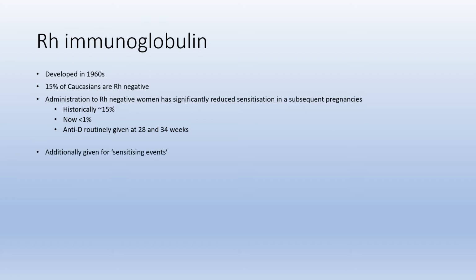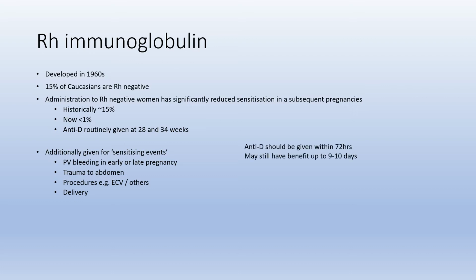Now, it's also indicated for sensitizing events, and this is just any time there's a potential for mixing of maternal and fetal blood. Now, this includes bleeding in early or late pregnancy, trauma to the abdomen, procedures such as external cephalic version or chorionic villus sampling, even delivery. And anti-D ideally should be given within 72 hours for maximal efficacy during these sensitizing events. But if it's delayed up to 9 or 10 days, the thought is that there probably still is some benefit.